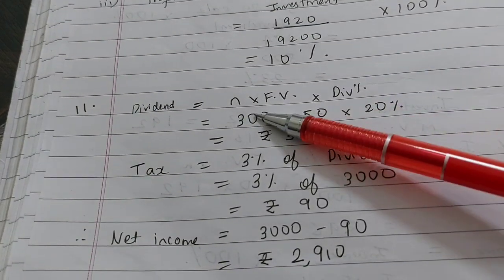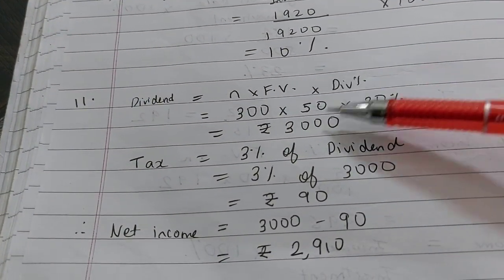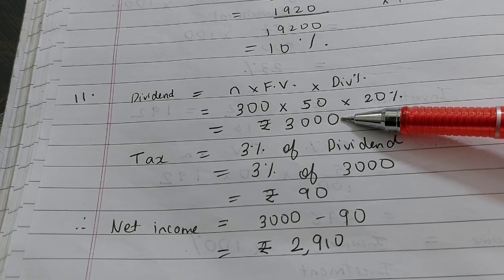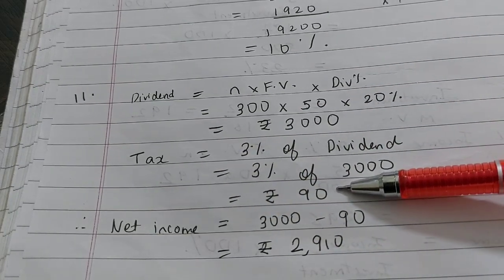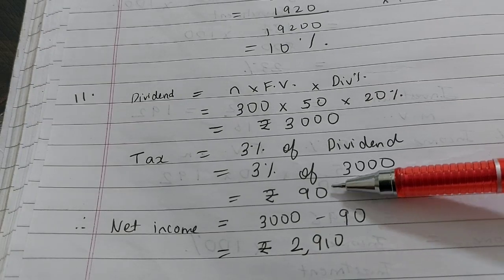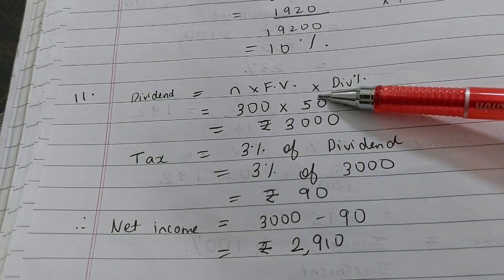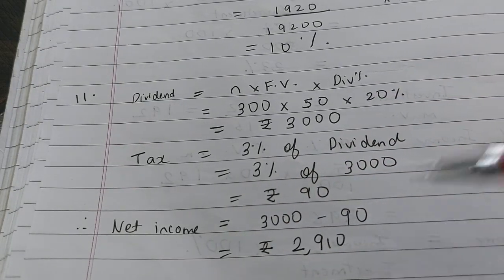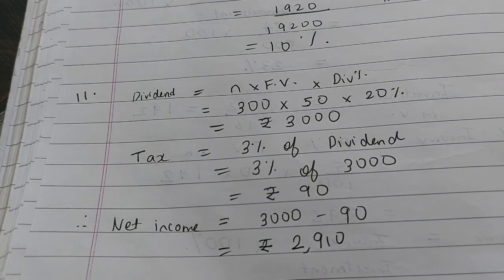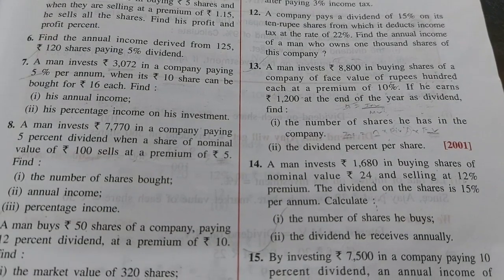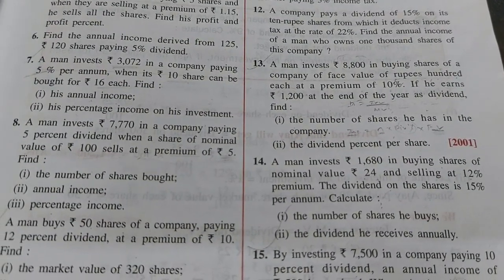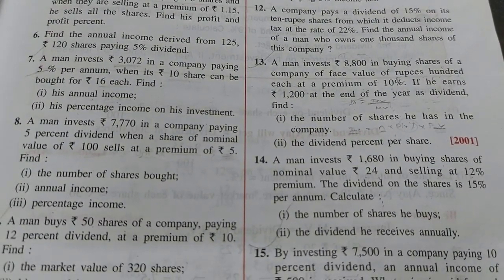First, we'll find the total income, which is N into FV into dividend percent, which is 3,000 rupees. And the tax, they said, is 3% of that income, which is 90 rupees. So what is the cash in hand he will get after deducting the tax? The net income is 2,910. There is taxation on fixed deposits and real estate as well. The best way to save tax, to prevent tax, is to be broke.